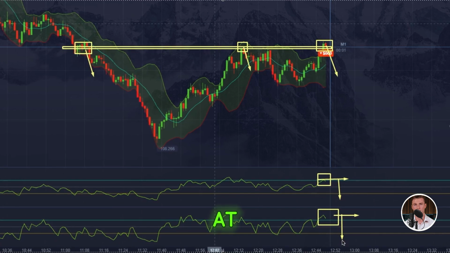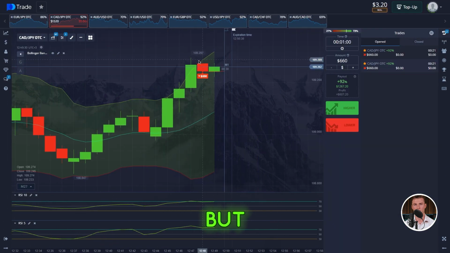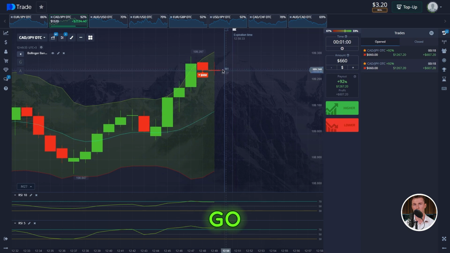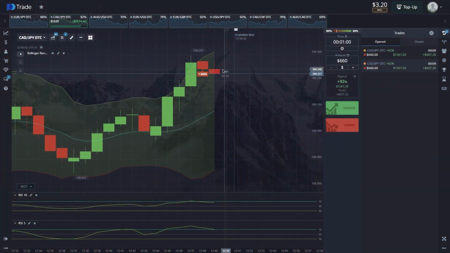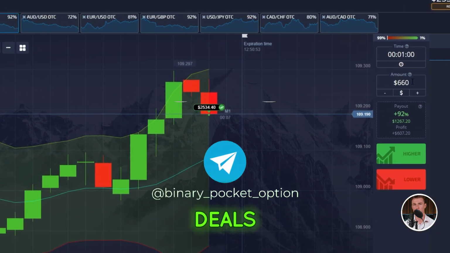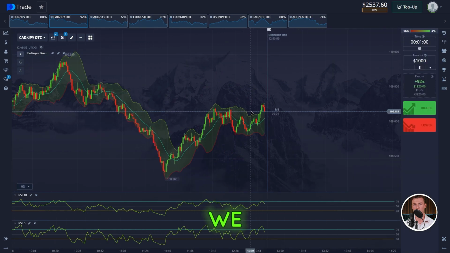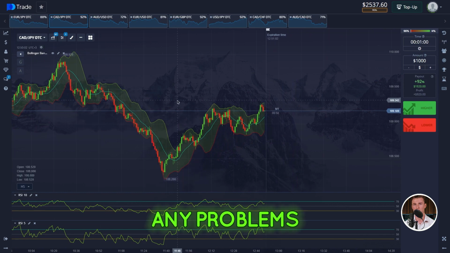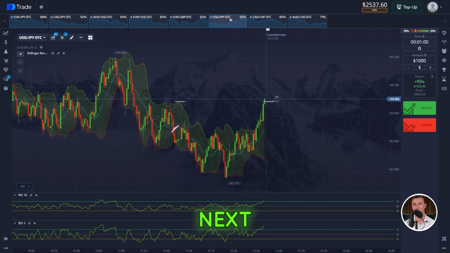Let's look at the result. Here we have already had a pullback, but I think the movement should still go down. Let's watch our deals. And we also have no problems closing the next deals at a plus. That is, we had exactly the same entry point here. We closed the deal at a plus without any problems. Let's open a deal to raise now and select the next currency pair.